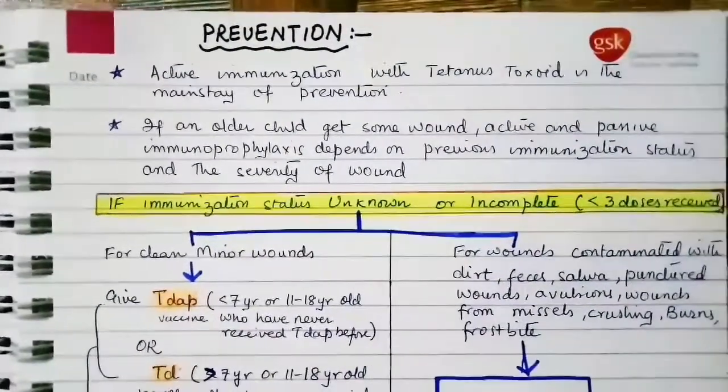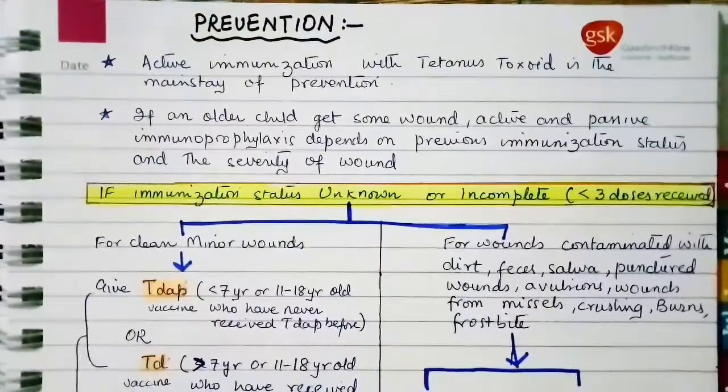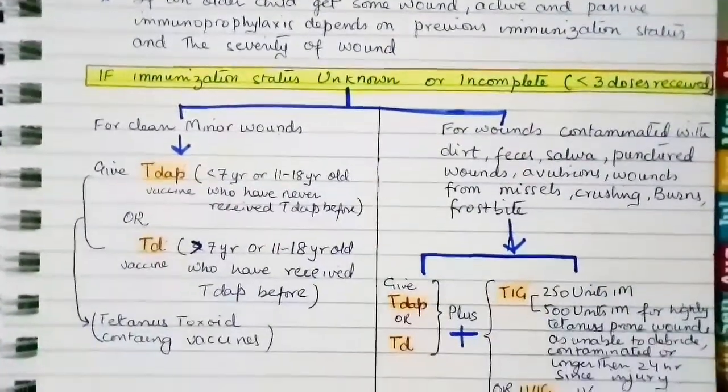Friends, in the end, I will discuss some important points about the prevention of tetanus. Active immunization with tetanus toxoid is the mainstay of prevention. If an older child gets some wound, active and passive immunoprophylaxis depends on previous immunization status and the severity of wound. Children with unknown or incomplete immunization status are managed differently for clean minor wounds and contaminated serious wounds.